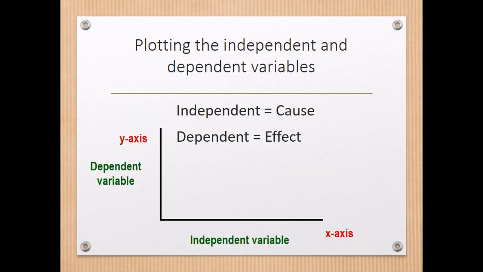When we're plotting the independent and dependent variables, we typically put the independent variable on the x-axis and the dependent variable on the y-axis. So in other words, we're putting the cause along the bottom and the effect along the side.